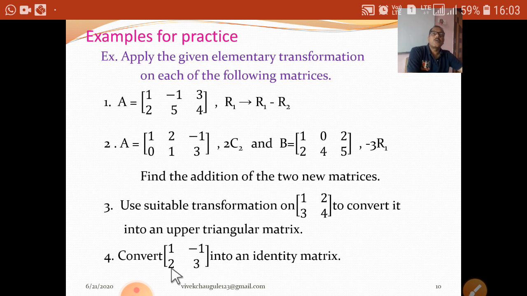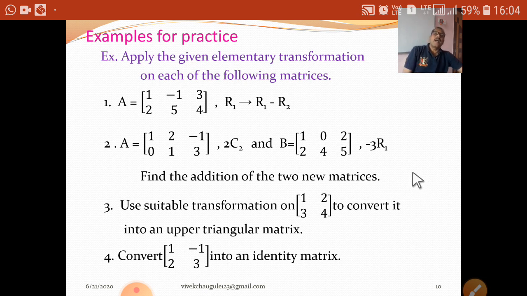How does this become 0? R2 minus 2R1. Here we multiplied by 2, we get minus 2, and R2 minus, that is 3 minus minus 2, this becomes 5. Then we divide every element of the second row by 5. Okay, I hope that you better understand these 3 transformations and you can solve these 4 examples.